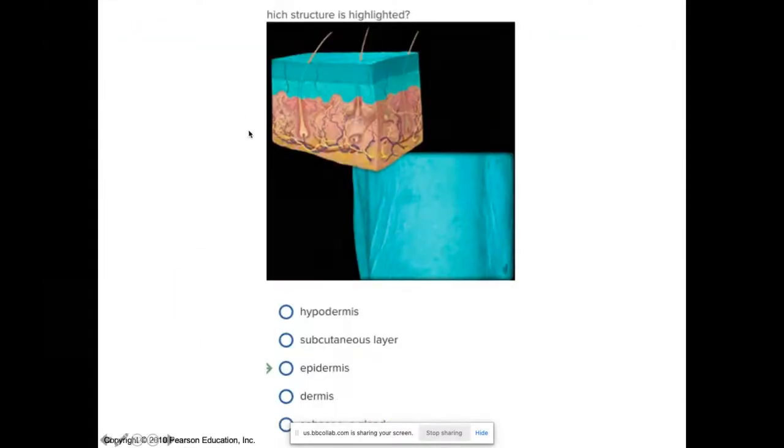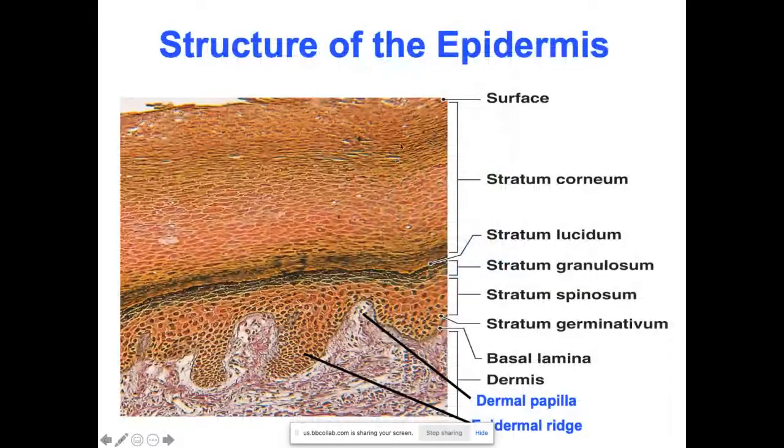When we look at the skin, I've seen this pop up before. What is the highlighted section? Hypodermis, subcutaneous, epidermis, dermis. The top layer is epidermis. The middle section here is dermis, and way at the bottom is hypodermis.